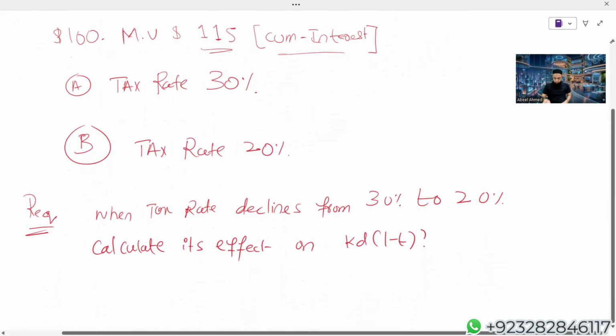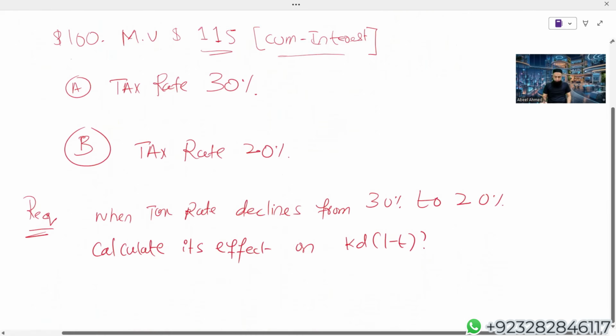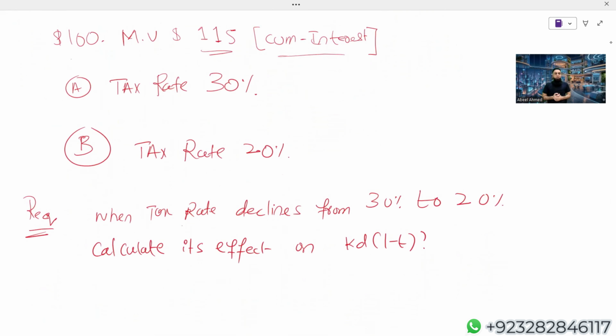The question is very interesting. They are saying when the tax rate declines from 30% to 20%, calculate its effect on Kd(1 minus T). What will be the impact on Kd(1 minus T)? Let me tell you one thing. I'll prove that mathematically as well, but the relationship is reverse. If the tax rate declines, the Kd(1 minus T) will increase. There's an inverse relationship. The question is why there is an inverse relationship. That is a good question.